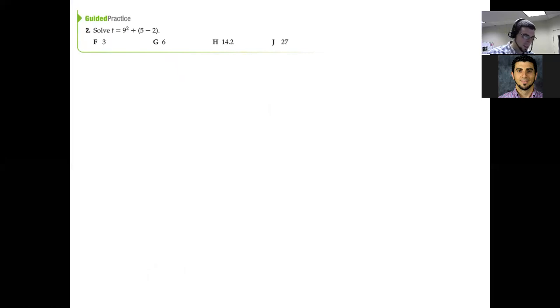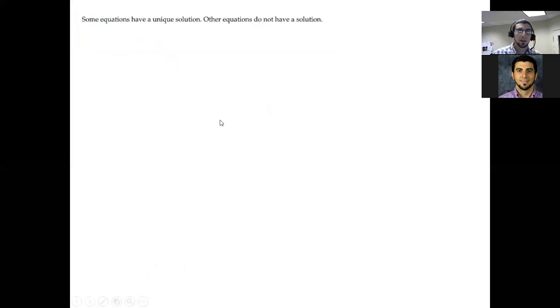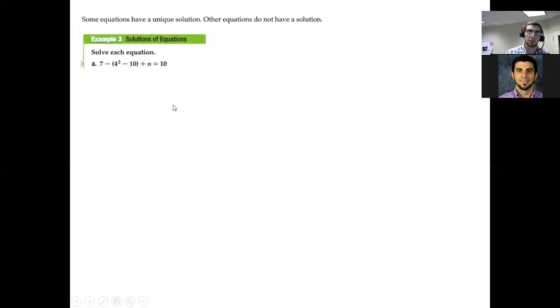All right, let's go ahead on to the next one. Sometimes equations have a unique solution. That means they just have one answer that will work. Other equations do not have a solution. So let's solve this equation. 7 minus the quantity 4 squared minus 10 plus n equals 10.